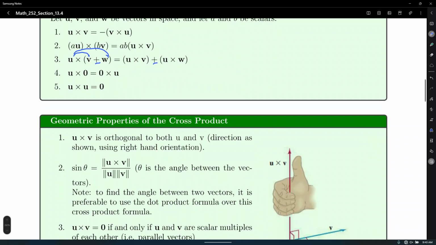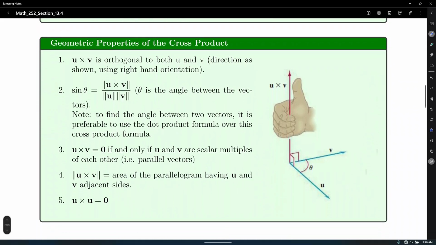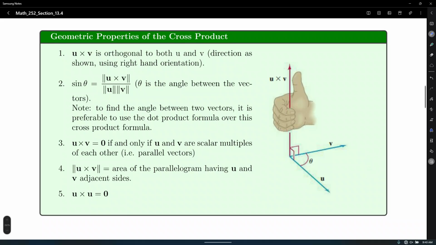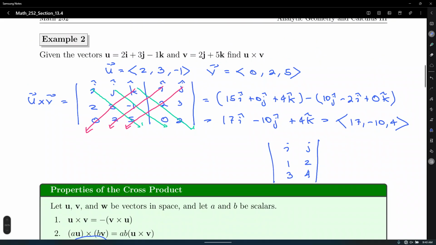Okay. Geometric properties. How are we going to use the cross product? Because we're going to use it for a bunch of things. Okay, number one. What about that new vector we just obtained? So it turns out that the vector we obtained right here happens to be orthogonal to both U and V, right?